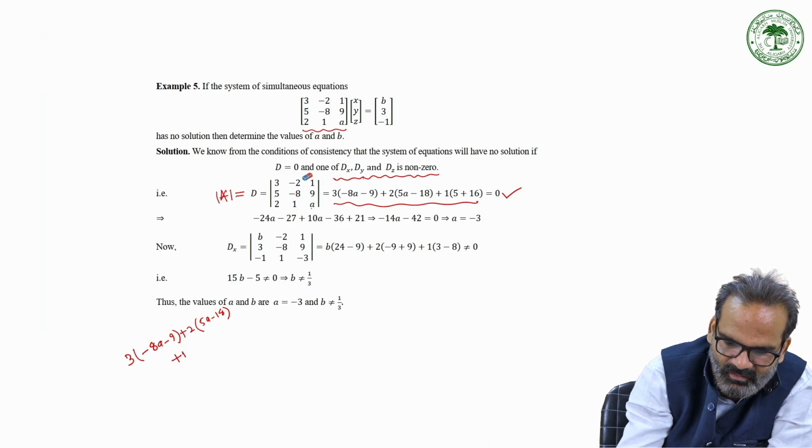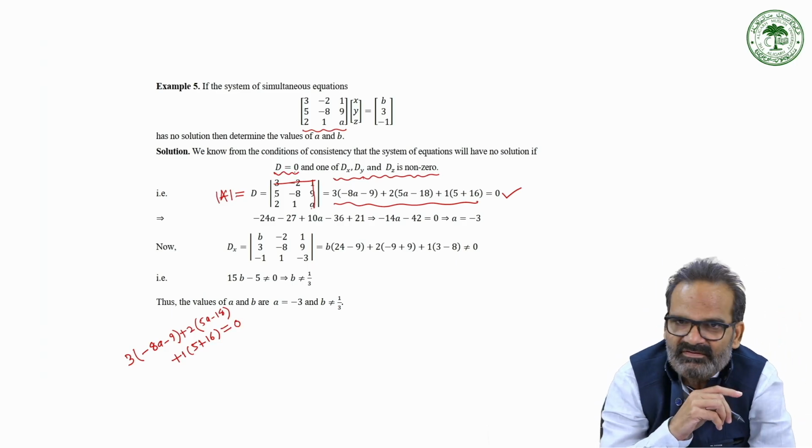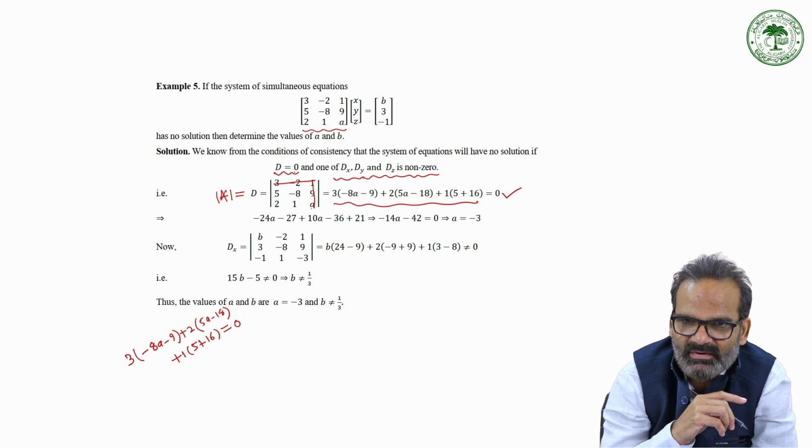Delete the row and column in which 1 lies, so it lies in the first row and third column. 5 into 1 is 5, minus plus 8 into 2 is 16, minus 16 means this is plus, and this is given equal to 0 because the condition is what? The determinant of the matrix A must be equal to 0.